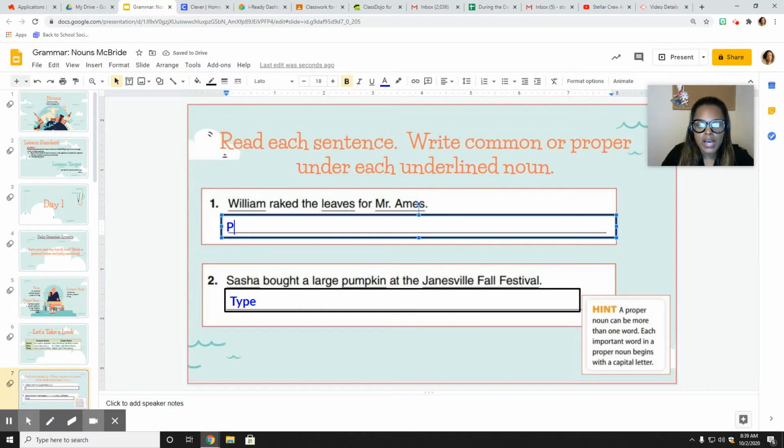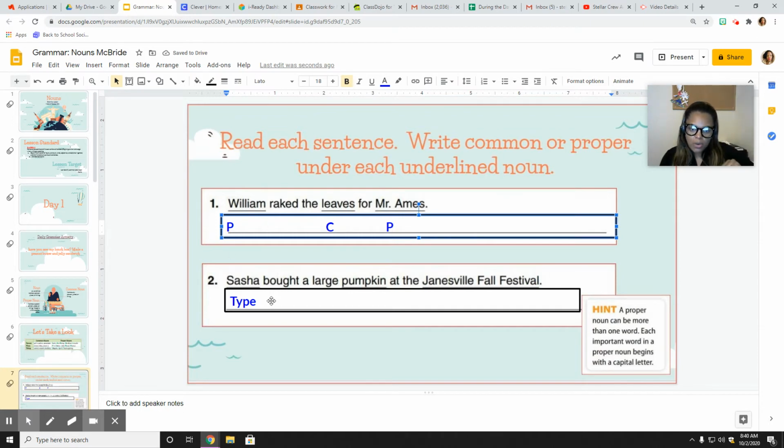Now I'm going to slide over here to leaves. Is this a certain type of leaf? Am I telling you it's maple leaves or dogwood leaves? No, I'm just saying leaves. Regular, smegular, regular, degular. So that's a common noun. Now let's go over to Mr. Ames. What would Mr. Ames be? Exactly, bingo. He would be a proper noun, just like you, because you are a proper noun.